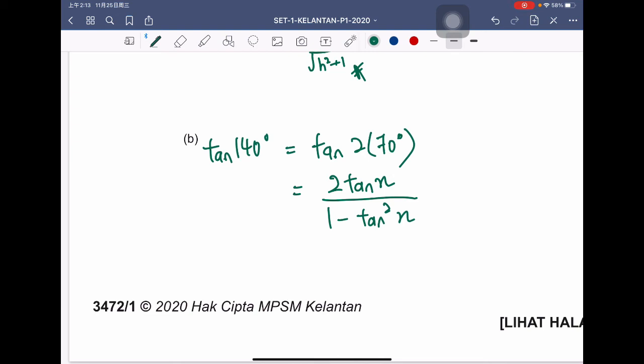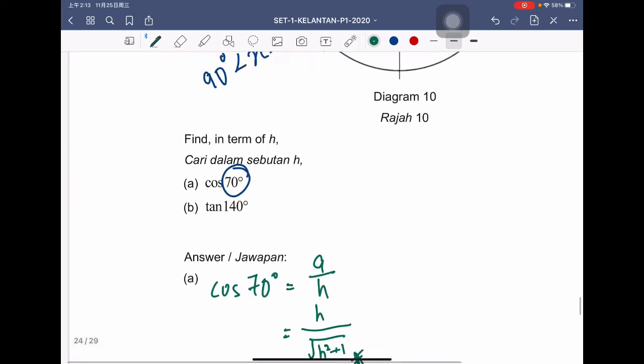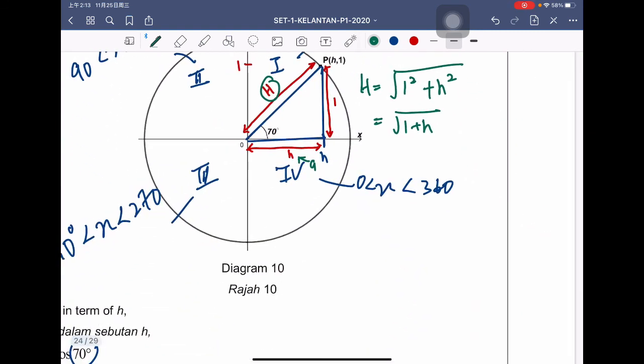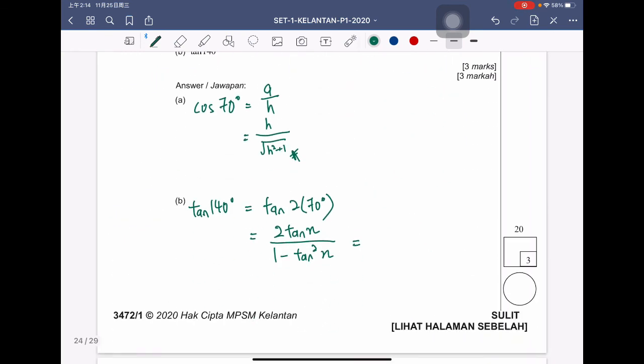So this is the formula for the double angle for the tangent. Okay, so now we need to find the tangent x. So how can we find the tangent x? By using this triangle, we know that tangent x equals O over A. So where should be the opposite? Here 1, over A is H. So tangent x equals 1 over H.